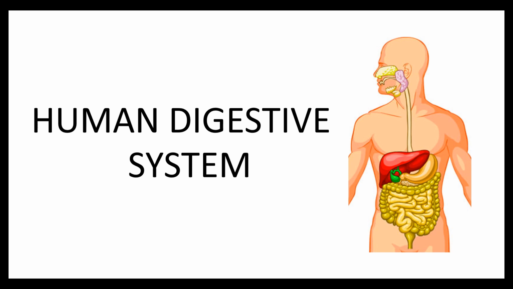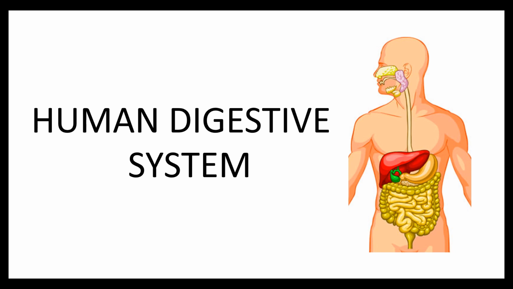So in this video we are going to know about the digestive system, the human digestive system. We have many organs in the digestive system and we are going to learn about all the organs in this video. The digestive system of the human body comprises a group of organs.